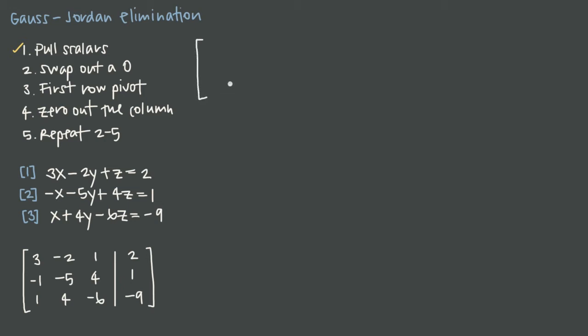That seems like it might be a little bit easier. So the third row will move up to the top and we'll get 1, 4, -6, and -9. And then we'll move the first row down to the bottom. We're switching the first and third rows. So 3, -2, 1, and 2. And our second row stays the same, -1, -5, 4, and 1.